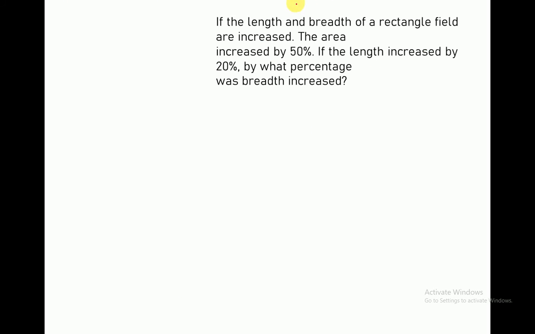Okay, so this one says if the length and breadth of a rectangular field are increased, the area is increased by 50% and the length is increased by 20%. So find out by what percentage the breadth has been increased. If we carefully look at the question, it says that the percentage increment in breadth is required to be calculated. So it is already indicating that the breadth has also increased. So can we not apply the successive method? Yes, we can, because the net increase is already known, right?